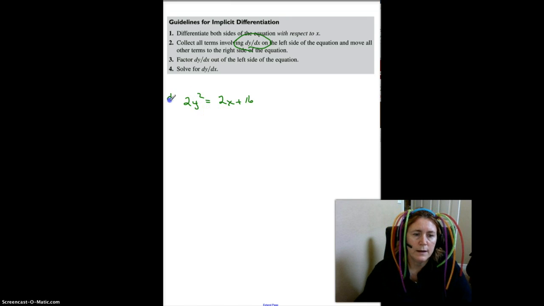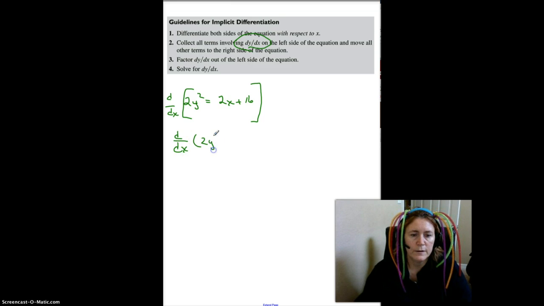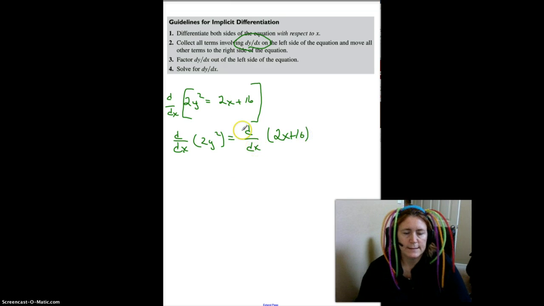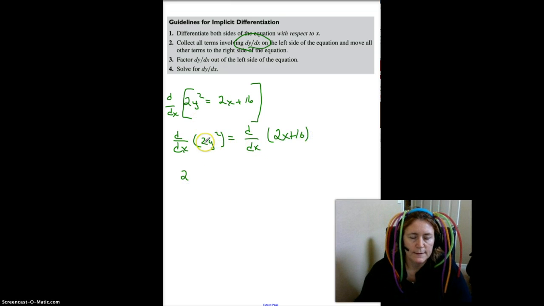All right, I'm going to apply d dx to the entire equation. So this is d dx of 2y squared and d dx of x squared plus 2x plus 16. Let's see. So this is 2 times the derivative of y squared with respect to x, which is, I reduce a power, 2y times y prime. And this is 2x plus 0. I'm going to divide through by 2. So y prime is equal to x divided by y.